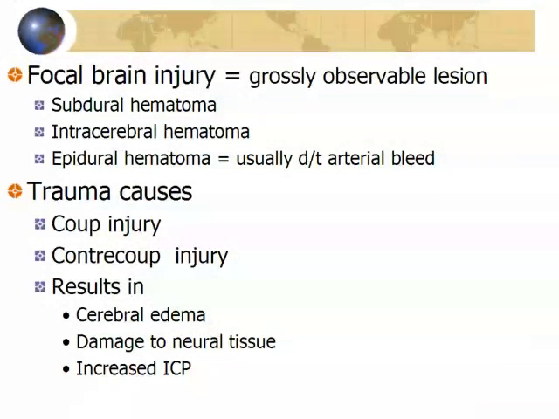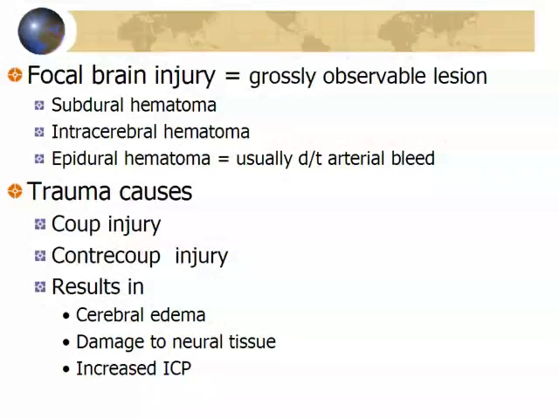Trauma can cause different types of injury. A coup injury means that you have damage at the site of the injury. A contra coup injury, because the brain sits on your spinal column in a bath of cerebrospinal fluid, it kind of floats in your skull. So if you hit the skull on one side, the brain will hit the opposite side of the skull, and will cause what's called a contra coup injury. It's an injury at the opposite side of the injury.